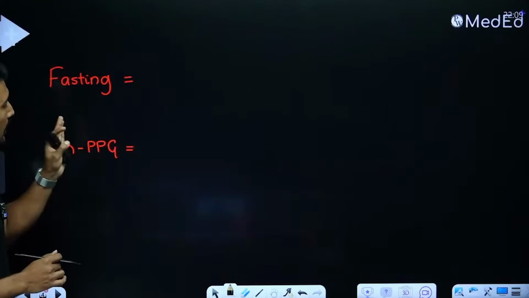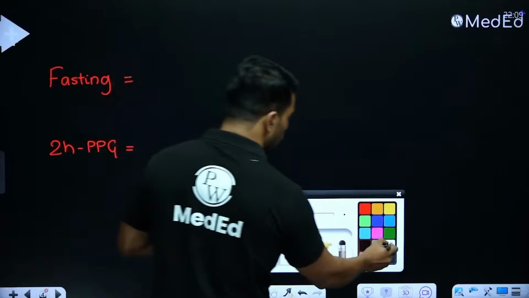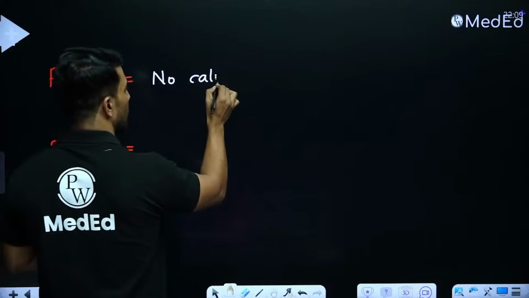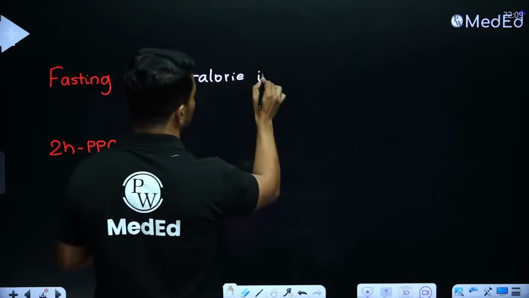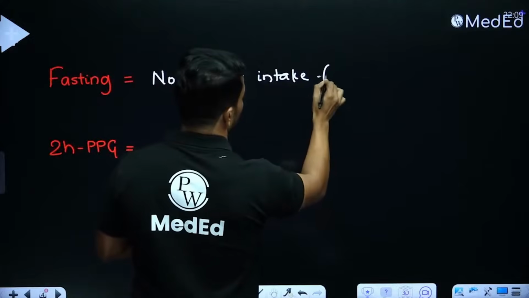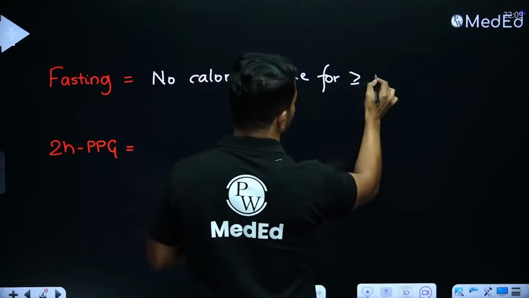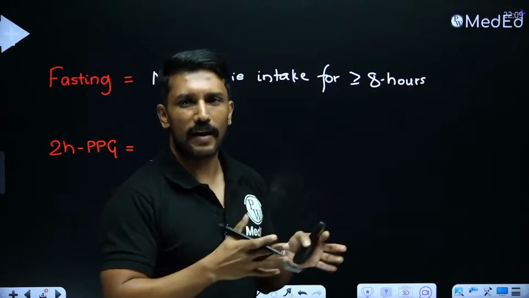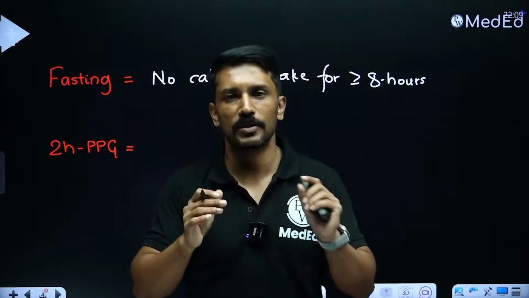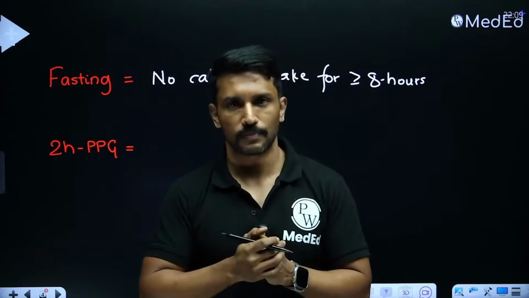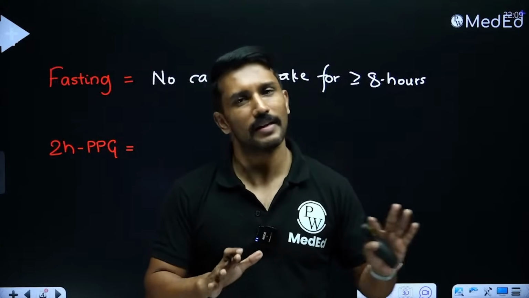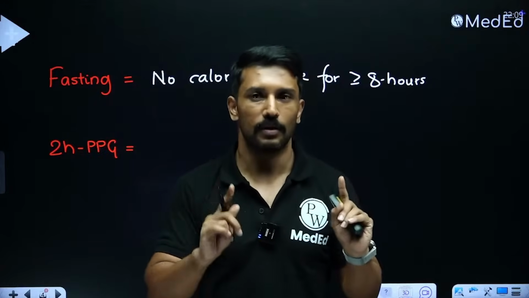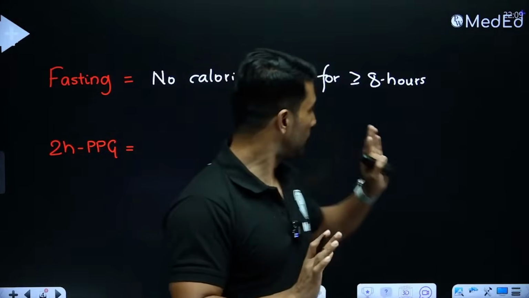Now, what do I mean by fasting? Fasting here is clearly defined. Fasting refers to no calorie intake for at least 8 hours, for more than or equal to 8 hours. It means the patient should not have taken any caloric food, meaning fats, proteins or carbohydrates, for at least 8 hours before giving the blood glucose value for FPG. Can the patient take water during this period? Absolutely yes. The patient can drink non-caloric fluid. Water he can comfortably take, but no carbs, proteins or fat during the 8-hour period.